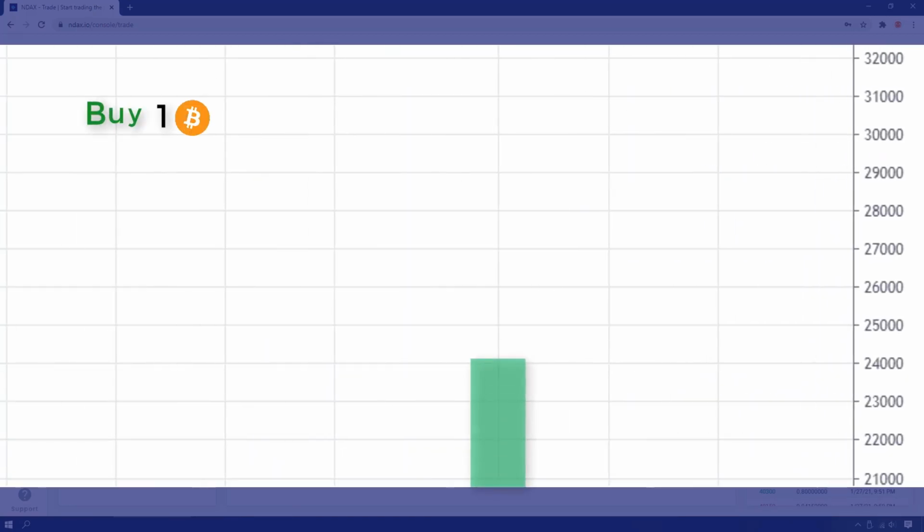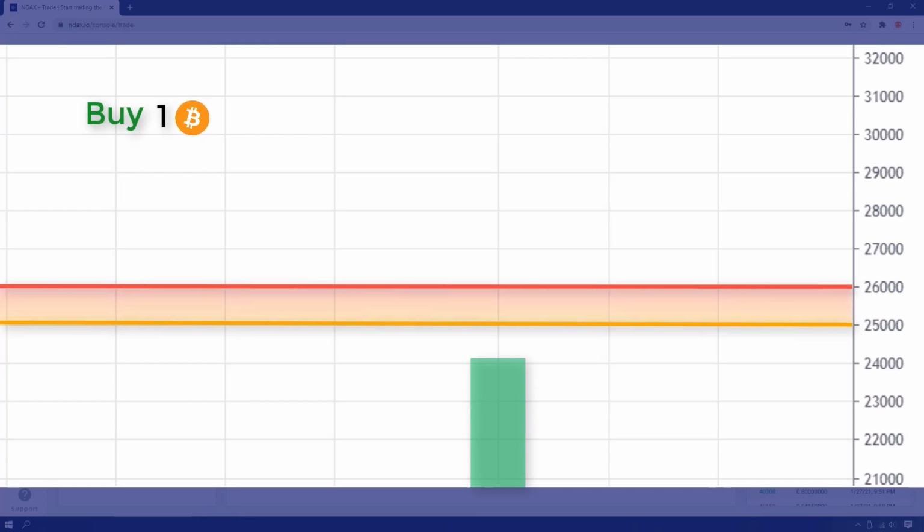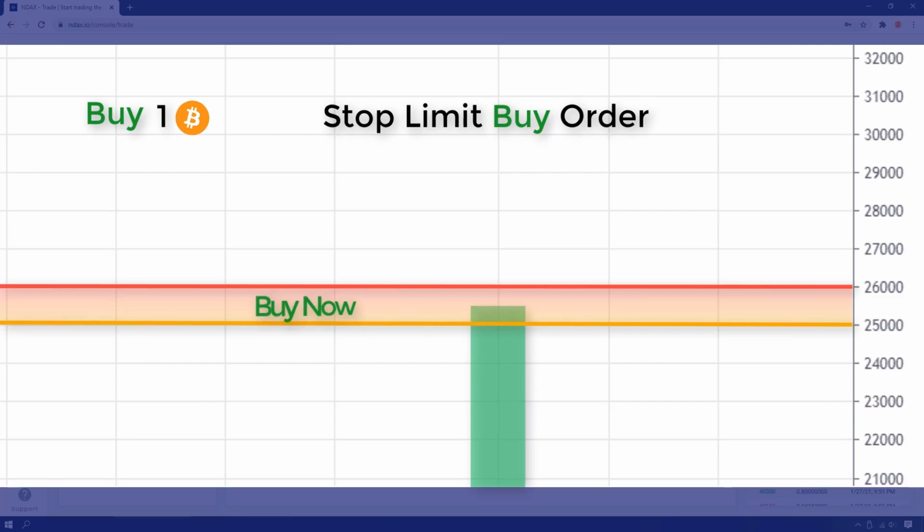For example, say you want to buy one Bitcoin when the stock price reaches 25,000, and you buy it as long as it's trading below 26,000. In this case, you can set a stop limit order that gets triggered when the price reaches 25,000, which is the stop price, and becomes a limit order that will be filled as long as the price does not go up quickly above 26,000, which is the limit price.